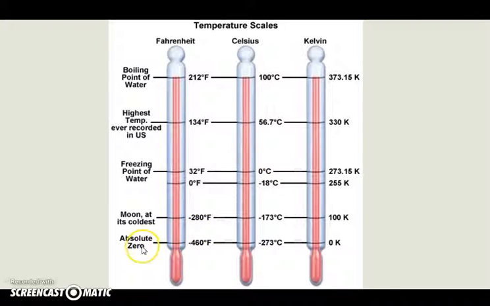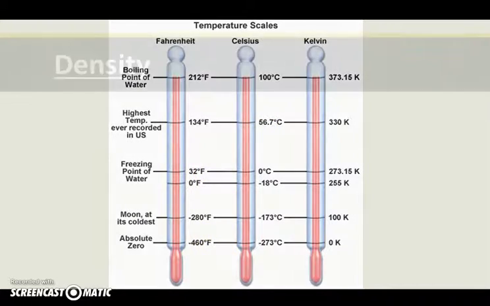And then absolute zero, which is the absolute coldest temperature that it can reach, that's negative 460 degrees Fahrenheit, or negative 273 degrees Celsius, or 0 Kelvin. So the Kelvin scale bottoms out at 0. There are no negative numbers. Okay? So keep that in mind.